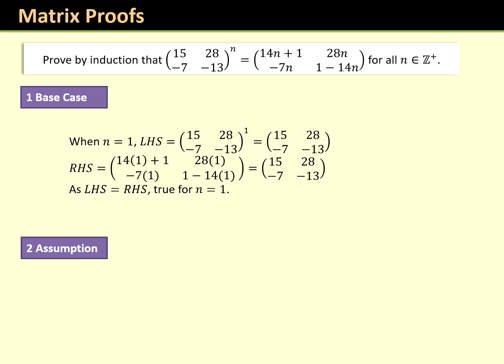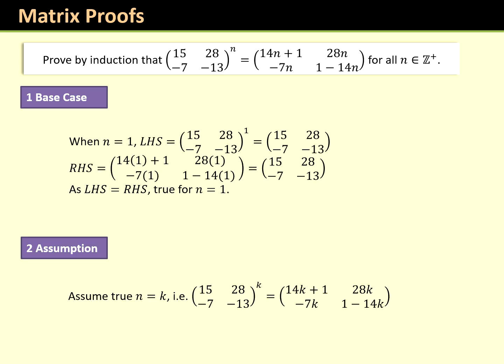We then move on to the assumption where n equals k. So we're assuming it's true for n equals k, which means that we just replace the n's in the original statement with k's. We're then going to use that assumption in our inductive step, the next step.